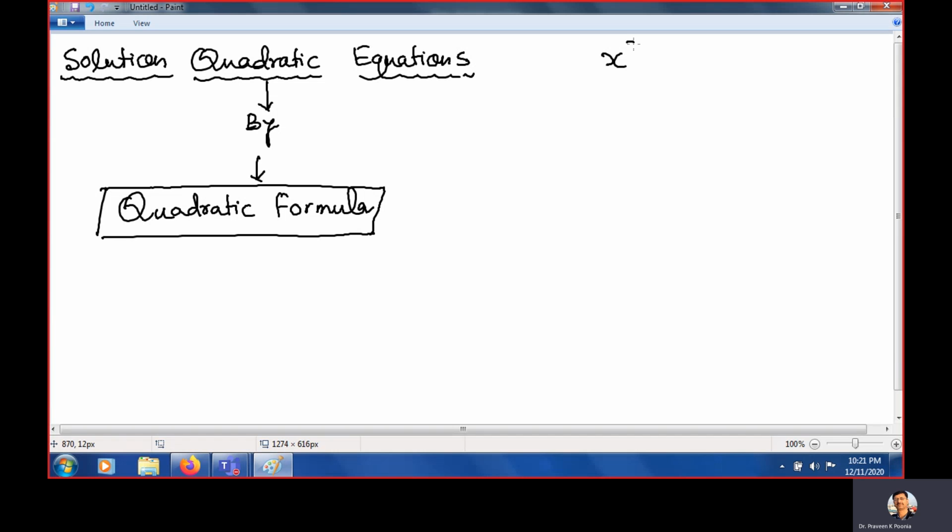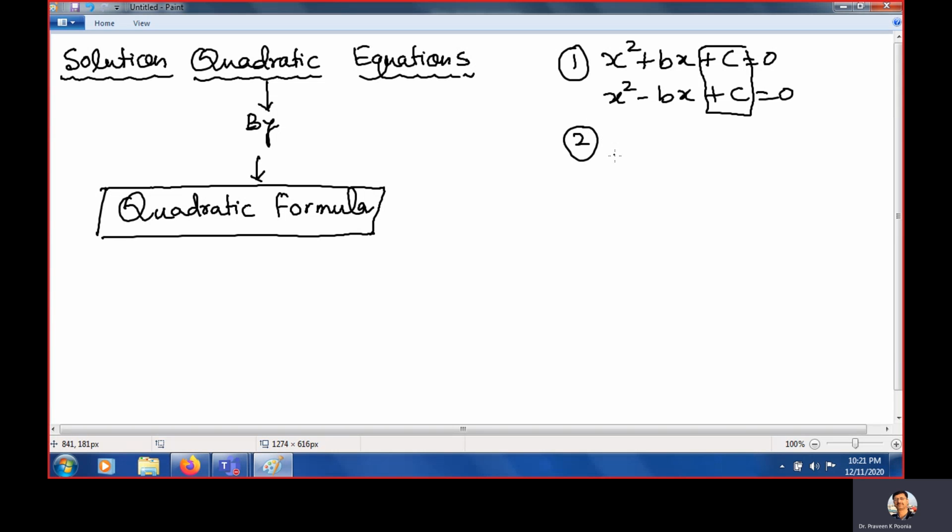If x square plus bx plus c is equal to 0, x square minus bx plus c is equal to 0, means one in which plus c is there. This is one type of quadratic equation. Another type is x square plus bx minus c is equal to 0 and x square minus bx minus c is equal to 0. So the second type of equation is plus c, minus c.